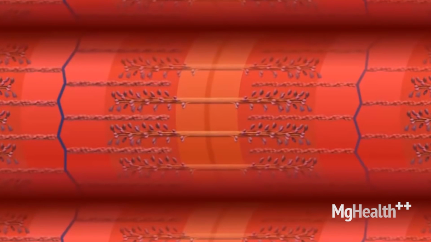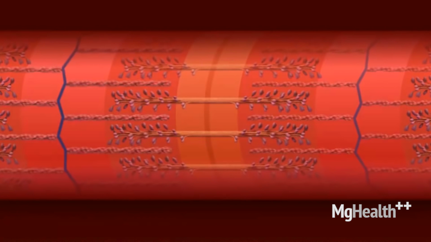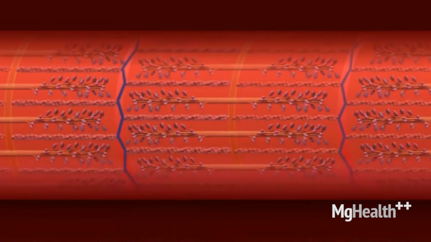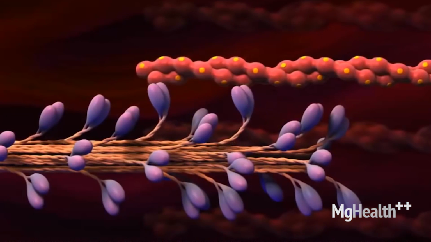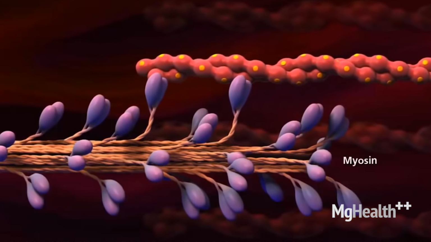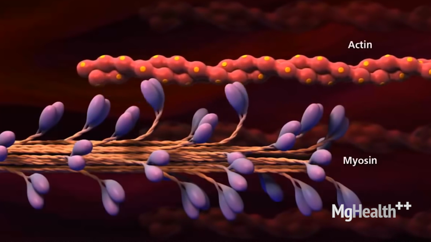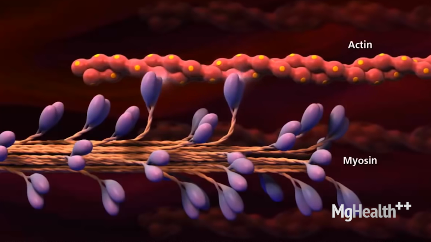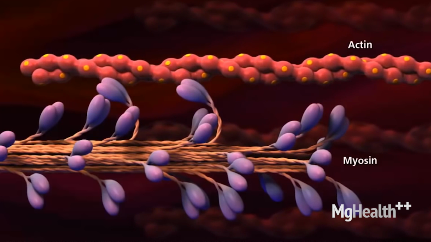Let's take a look. The thick filaments are myosin, and the thin filaments are actin. When these two slide along each other, the entire sarcomere and muscle contracts. The myosin head attaches to a binding site on the actin filament. The resulting cross bridge moves towards the center of the sarcomere. This is how the sarcomere shortens.